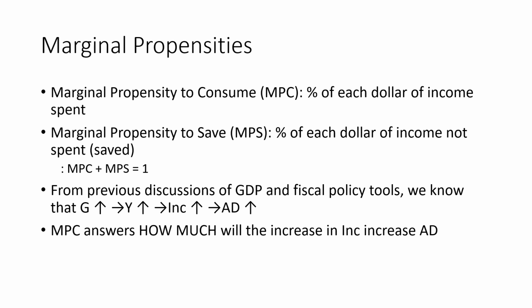Now from our previous discussions of gross domestic product and fiscal policy tools, we know that if government spending is up, production is up, incomes increase, aggregate demand goes up, etc. And MPC answers by how much. So what we're going to create is what we call the consumption multiplier. And when we get to monetary policy, we'll also see that there's a savings multiplier as well, that has more of an effect on investment and how much investment will be created.